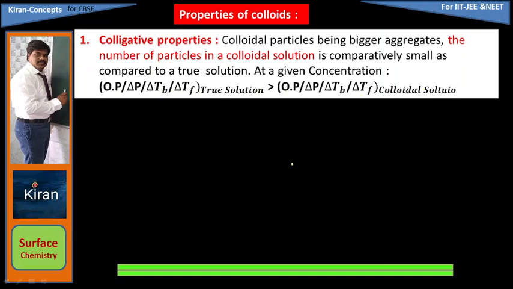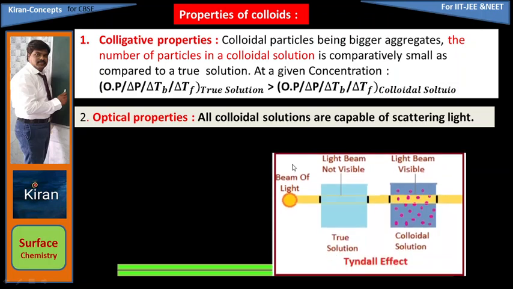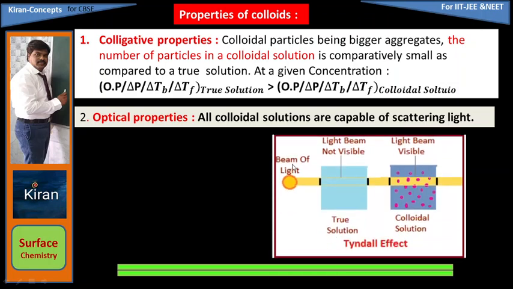Second point, optical properties. Colloidal particles exhibit optical properties. All colloidal solutions are capable of scattering light. When light is focused on a colloidal solution, the light will be scattered. Scatter means it spreads through the entire available liquid.